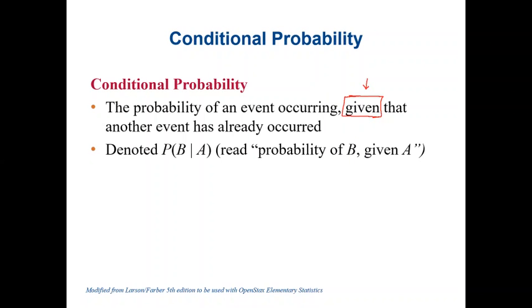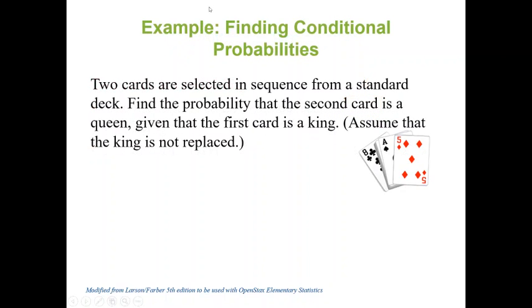It's, again, very specific. Look at this one. Probability of B given A. Let's go over one problem, trying to understand how to solve problems related to conditional probabilities. 2 cards are selected in sequence from a standard deck. Find the probability that the second card is a queen, given that the first card is a king. Assume the king is not replaced. So make sure you read this again if you need to.